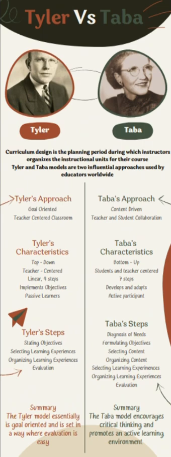Taba's characteristics. Bottom up: curriculum starts in the classroom, not just from the ministry or principal. Teachers and students shape it together. Student and teacher centered: both groups help decide the content and activities. Develops and adapts: the curriculum changes based on the student's progress. Students are active participants. Students take part in discussion, activities, and decisions, not just sit and listen.